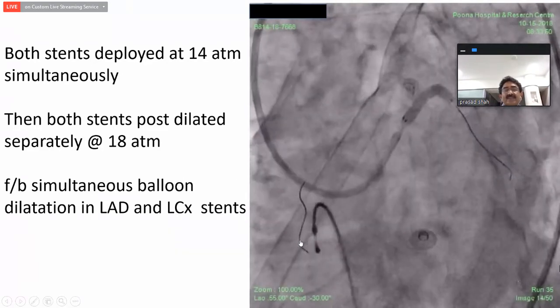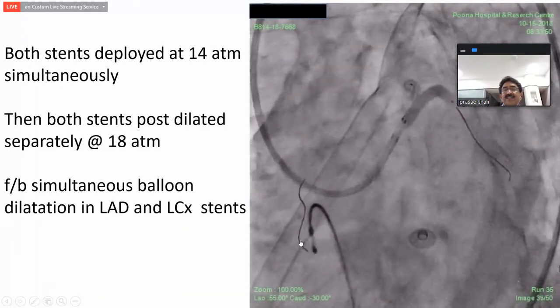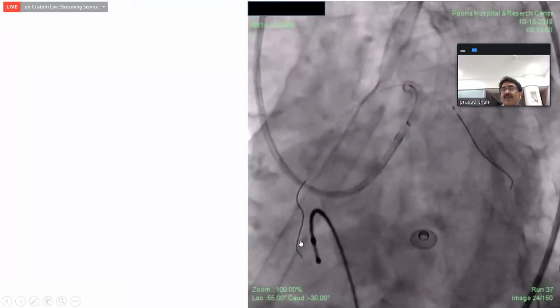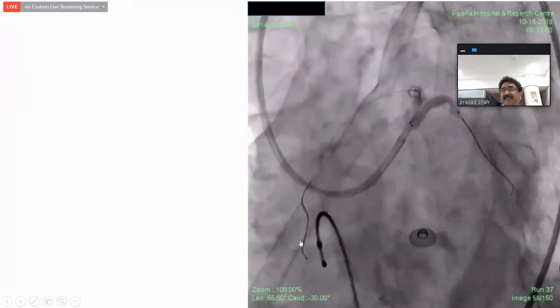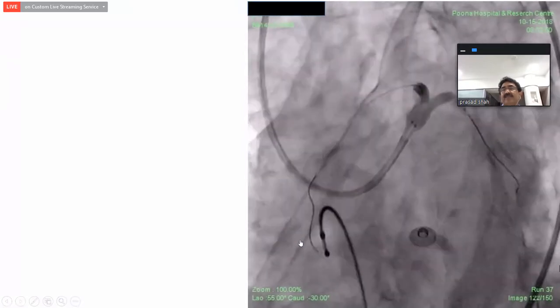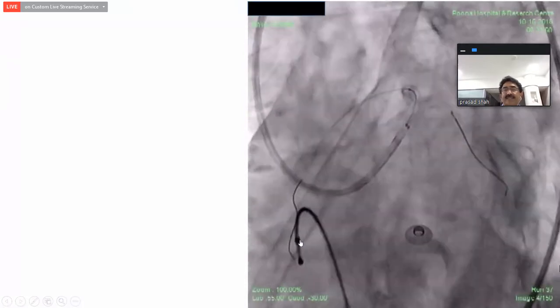And then I did another simultaneous balloon dilatation in the LAD and LCX to 14 atmospheres. This was because I had not pre-dilated my LCX lesion where we had done the rotablation. We had just done the burring, but we had not dilated it. So that's why I had to optimize that result.